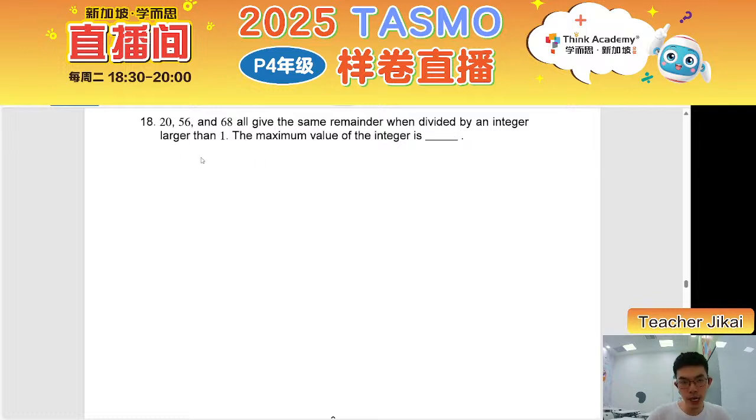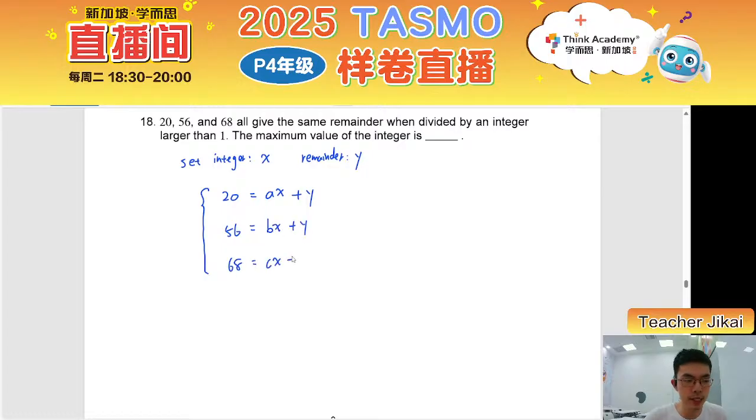So here, yeah, we have a remainder divided by an integer. So we just set the integer as x. And we set the remainder as y. So here we have set the integer and remainder. What is the use of it? So we can, based on x and y, express the 20, 56, and 68. Right. So 20, it will be the quotient, we set it as a, so ax plus y, it is 20. So 56, it is what? bx plus y. Right. And 68 will be cx plus y.